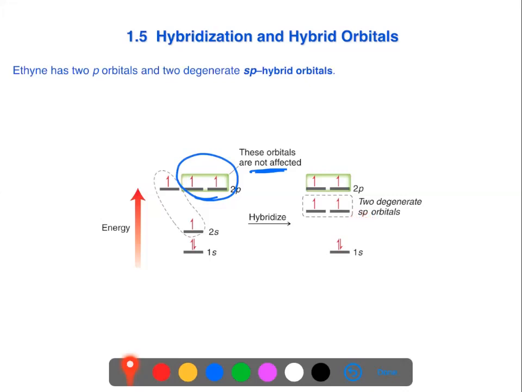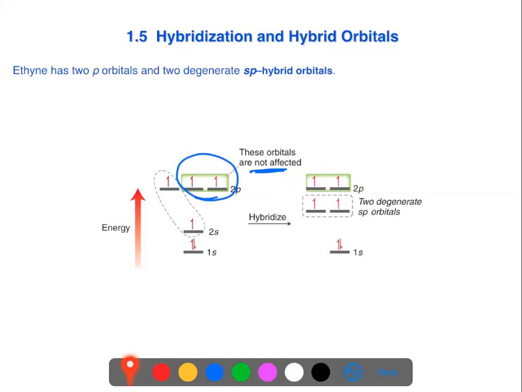Again, we use the term sp to indicate that that hybrid orbital was produced from the hybridization of an s and a p, and only an s and a p. So 2 orbitals went into the mix, and as a result, 2 equal energy orbitals, degenerate orbitals, come out of that hybridization process as 2 sp orbitals. So the sp orbitals will be involved in the formation of the sigma bond, whereas the 2 half-filled p orbitals on each carbon will be involved in the pi bonds between the 2 carbons in ethine.